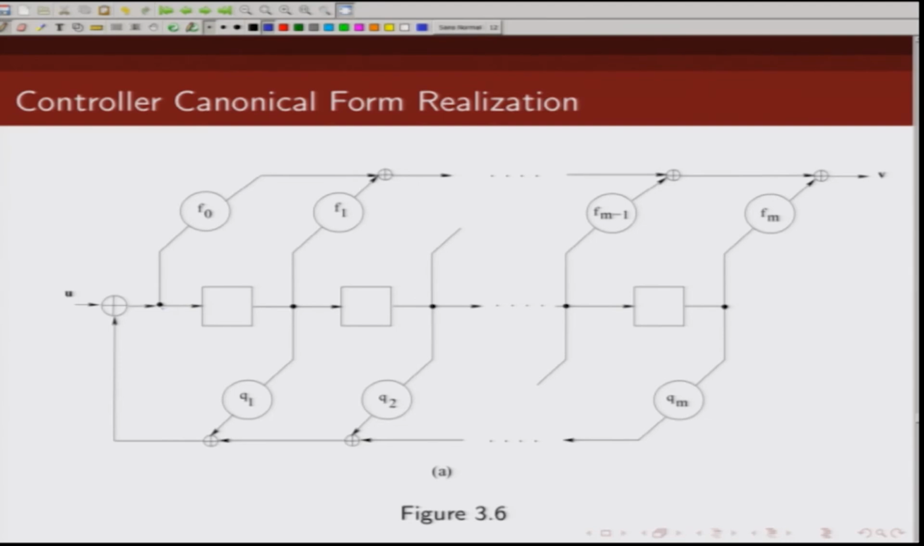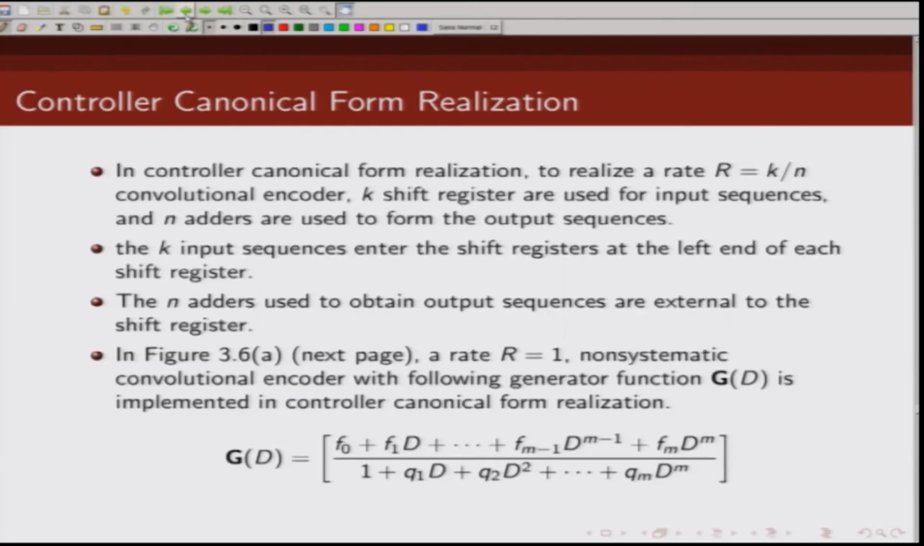So, you can see this is f0, this is f1d, f2d squared, like that. Basically, if this is the mth delay element, this will be fm dm. Similarly, you go back and look at the denominator.